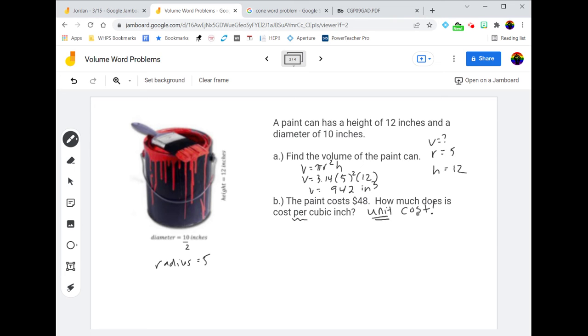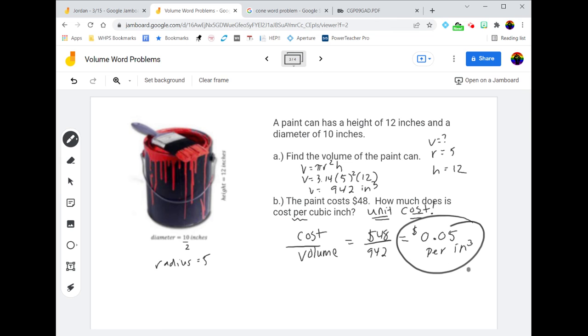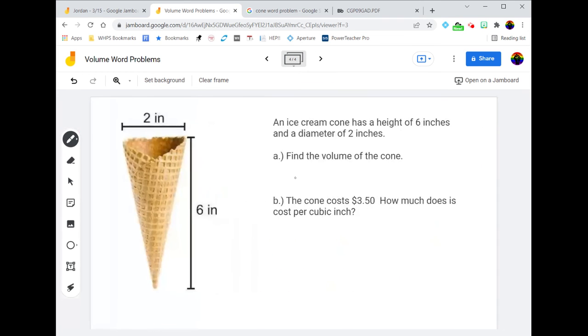We're told that the whole can is $48. To find the unit cost, we take the cost and divide it by the volume. So we take $48 and divide it by 942, and since it's money, I'm going to round to the nearest penny, so 2 decimal places. This tells me that it's 5 cents per cubic inch. That's the unit cost. So each unit of volume will cost 5 cents for the total cost to be $48.